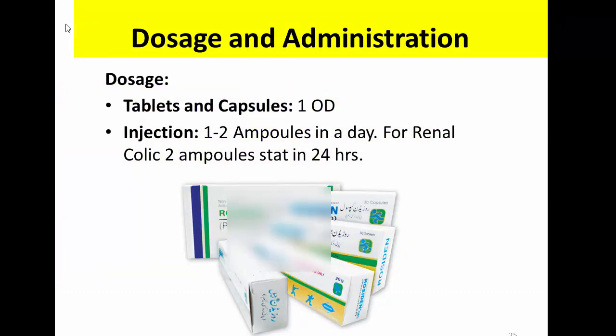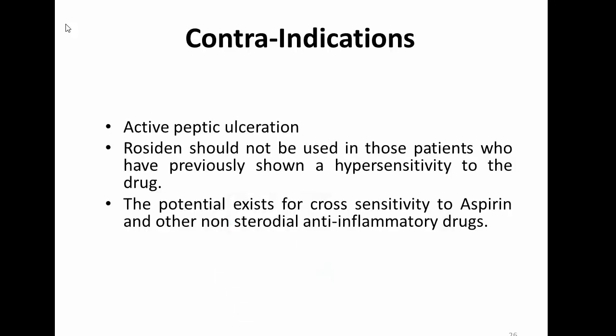Dosage and administration. Dosage. Tablets and capsules, 1 OD. Injection, 1 to 2 ampoules in a day. For renal colic, 2 ampoules stat in 24 hours. Contraindications. Active peptic ulceration. Rosiden should not be used in those patients who have previously shown a hypersensitivity to the drug. The potential exists for cross-sensitivity to aspirin and other non-steroidal anti-inflammatory drugs.